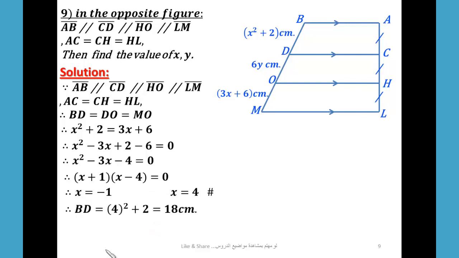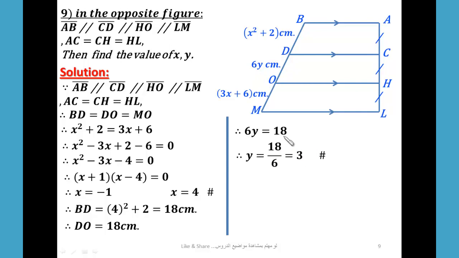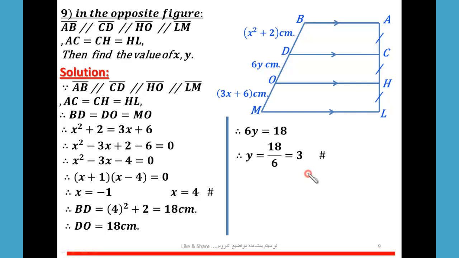Then BD equals x squared plus 2, which equals 4 squared plus 2, which equals 18. And DO equals 18 centimeters. Since DO equals 18 centimeters, and DO equals 6y, so 6y equals 18, and y equals 18 divided by 6, which equals 3.